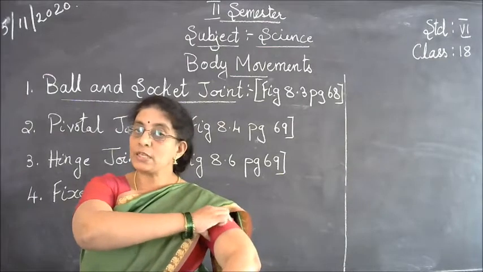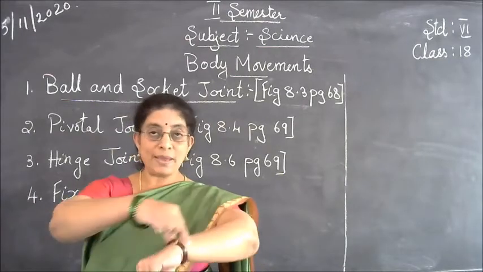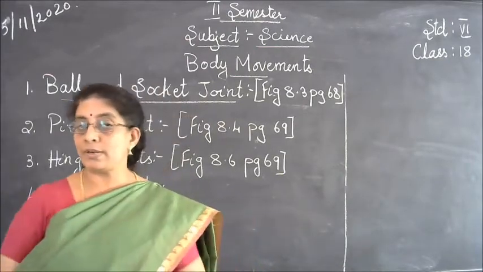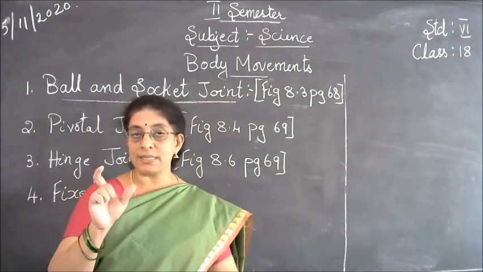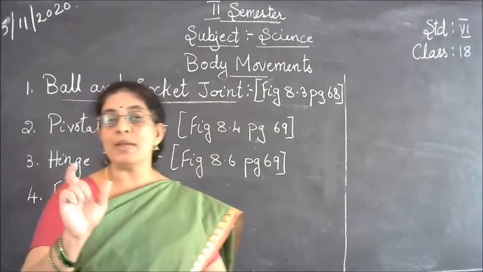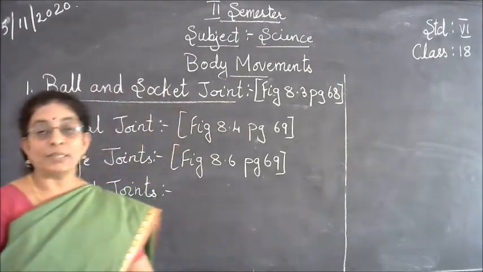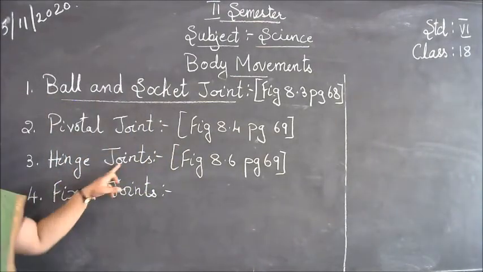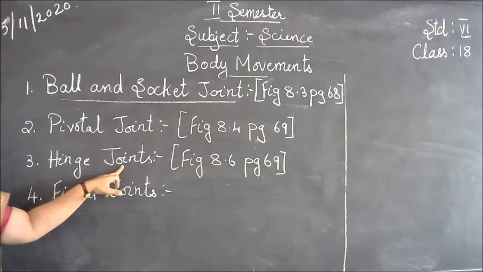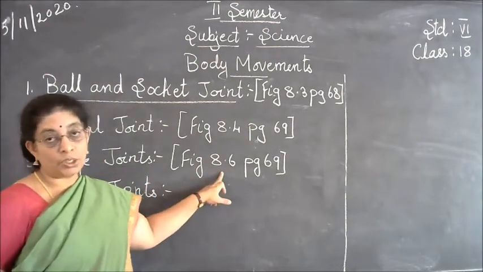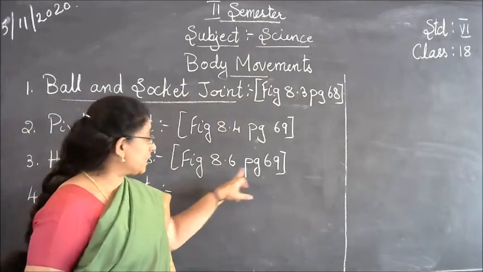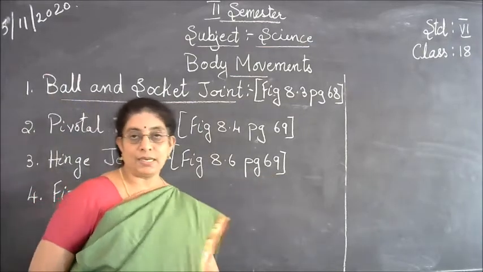Can you bend this portion? No. Can you bend the portion between your elbow and your wrist? No, because only where the joint is there, the movement is possible. So that joint is called the hinge joint. For that you refer to figure 8.6 and page number 69.